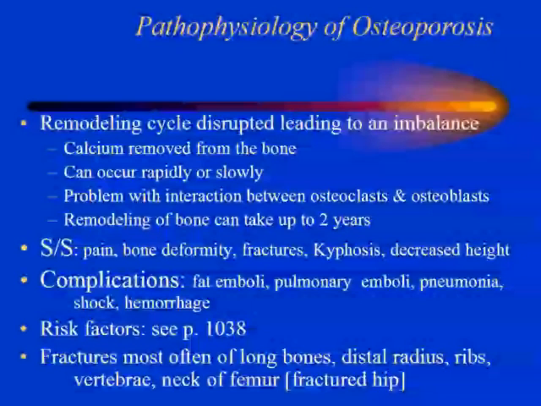Fractures most often occur of the long bones, the distal radius, the ribs, the vertebrae, and the neck of the femur. That causes your fractured hip. Treatment could be Miacalcin nasal spray. Now, this is salmon calcitonin from the fish, you know. It is 30 times more effective than human calcitonin, and it allows the normal bone to form.